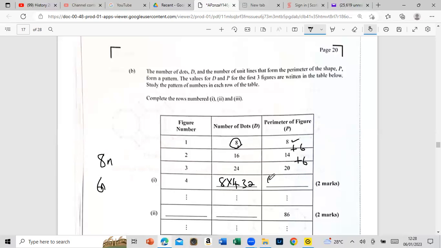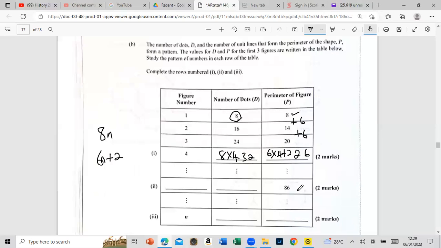Yeah, I get it. So that'll be 6 times 4 plus 2. 6 times 4 is 24, plus 2 is 26. Is that if you're adding 6, right? So basically, these are the formulas we're going to use. All right. So boom, we end up with 86.